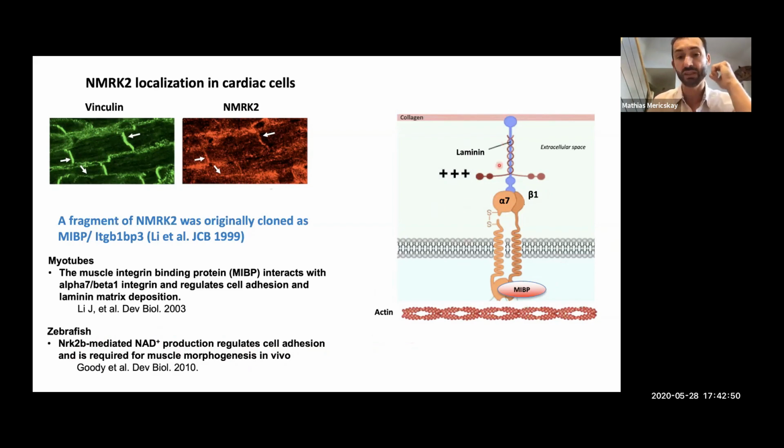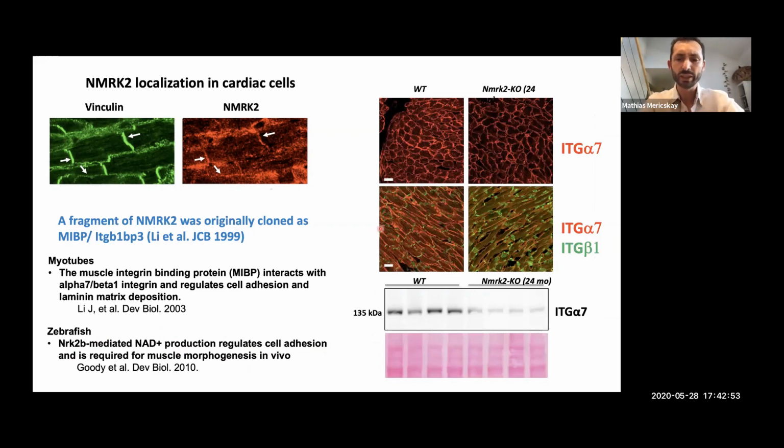So we were curious to see if this is happening in the mutant too. When we looked at integrin beta-1 and integrin alpha-7, we could not really see a difference during the early stages of life. It's only at about 24 months, and maybe it's occurring a little bit before, we don't know yet, but definitely not at 12 months, that we see a downregulation of integrin alpha-7, whereas integrin beta-1 remains stable over time. So the loss of NMRK2 is not affecting the expression of these integrins very directly.